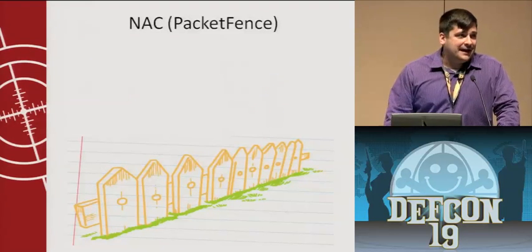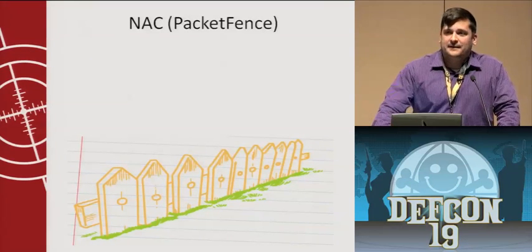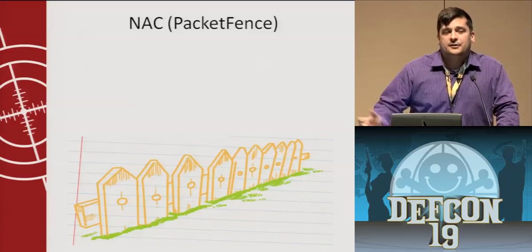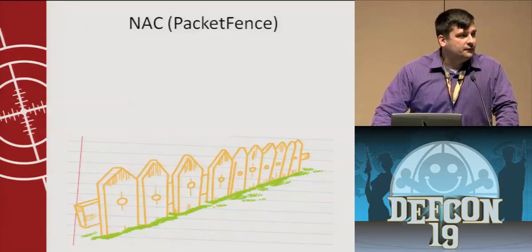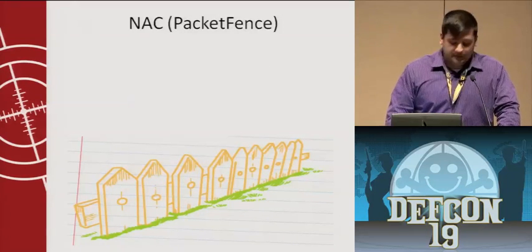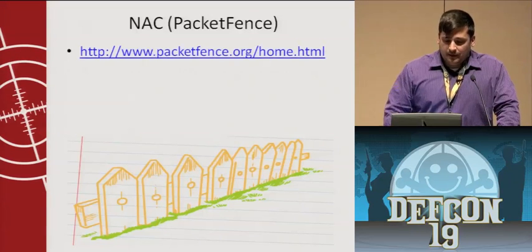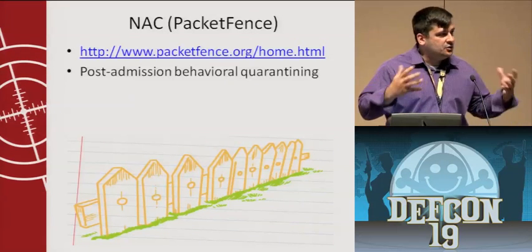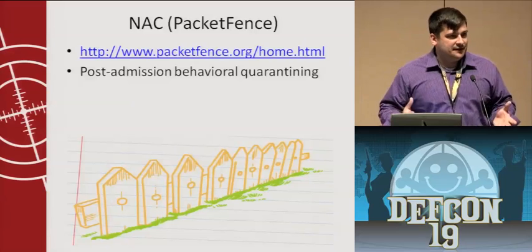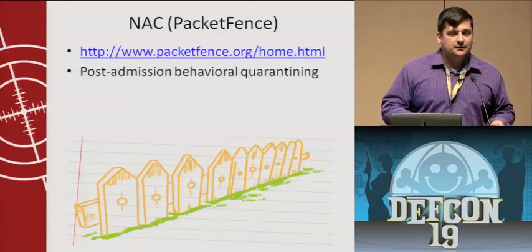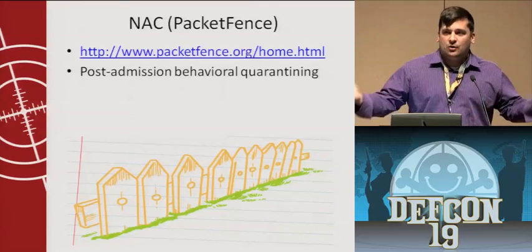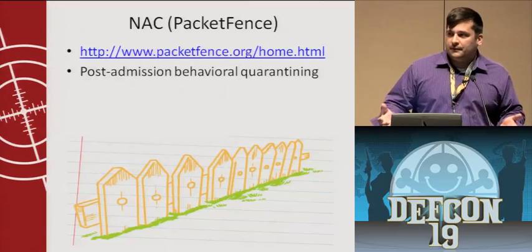Packet Fence is the NAC I've chosen to use. And Packet Fence has a talk going on tomorrow in case any of you want more information than what I'm going to give you here. There's the URL. Now, NAC breaks down into two different types of technologies. There's pre-admission and post-admission. Pre-admission is probably what most of you who are running corporate networks are familiar with.